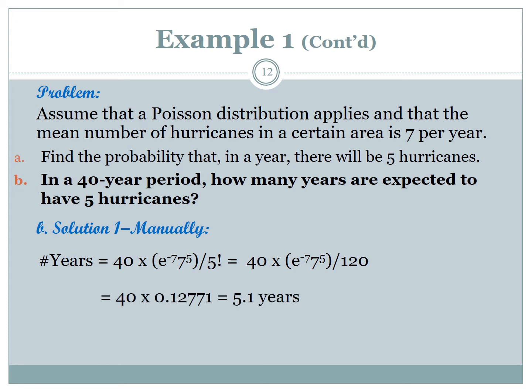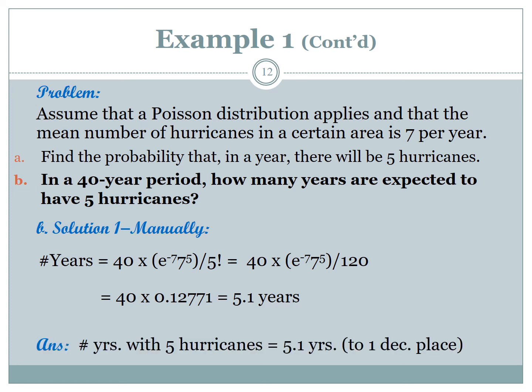And this time we get 5.1 years, and depending on how many places of decimal they ask you for, usually if it's years, it's going to be to the nearest month or something like that. So 1 place of decimal would suffice. So the answer in this case is 5.1 years to 1 place of decimal. If they had asked you to the nearest year, it would be 5.0 years.